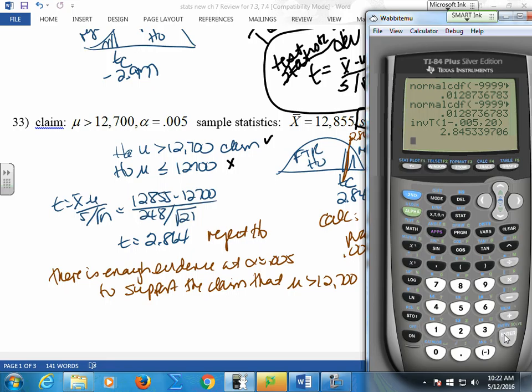See it? You can use your inverse t, but you're going to have to tell it. I don't think it might give you the negative. I'm not sure if we put it in the other way. I put it in without the 1 minus.